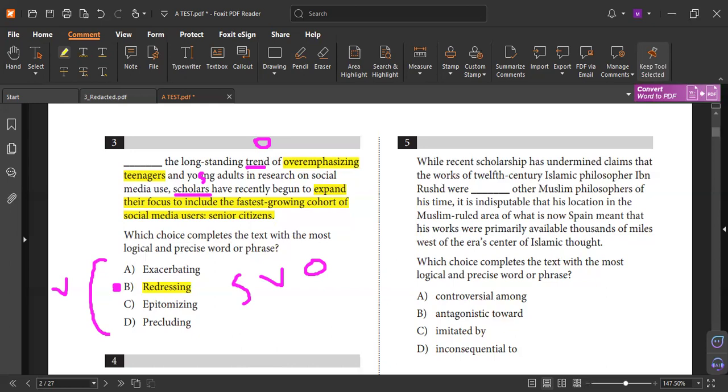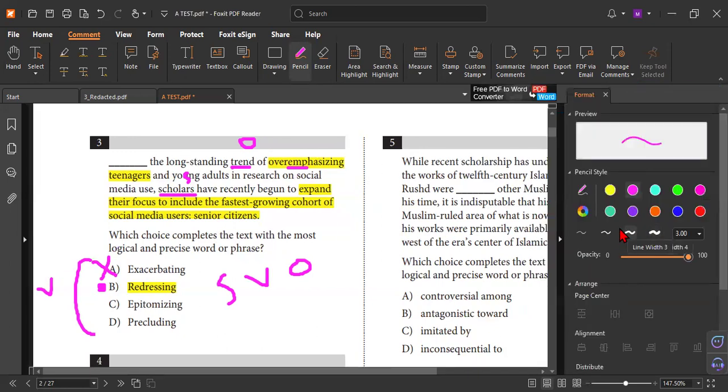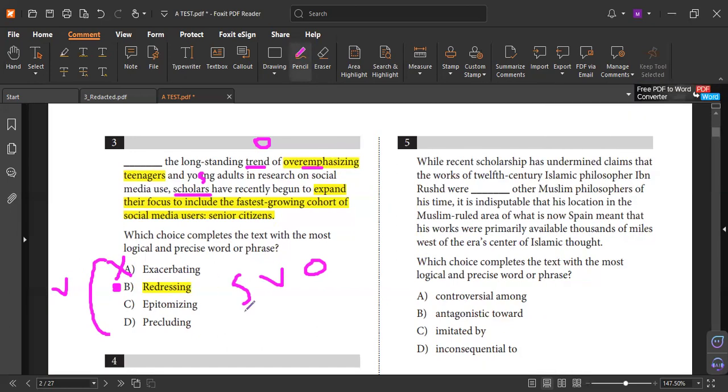Because it does not make sense. Exasperating means to make something very bad, or to make something worse. But how do you make the emphasizing worse? We are going to solve this problem. So A has no mention. Do you imagine it? Yes.